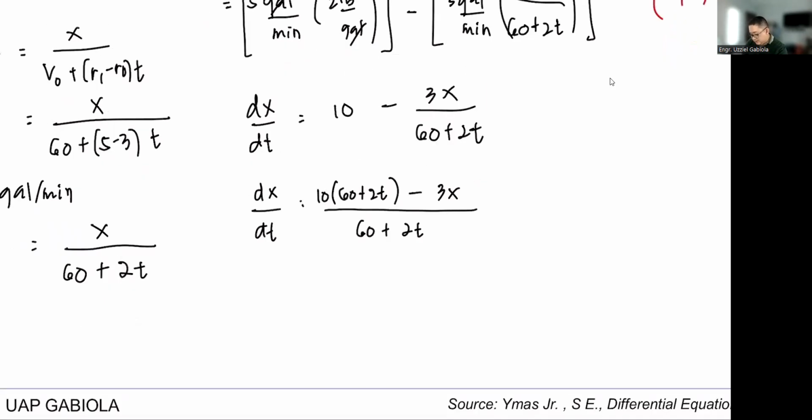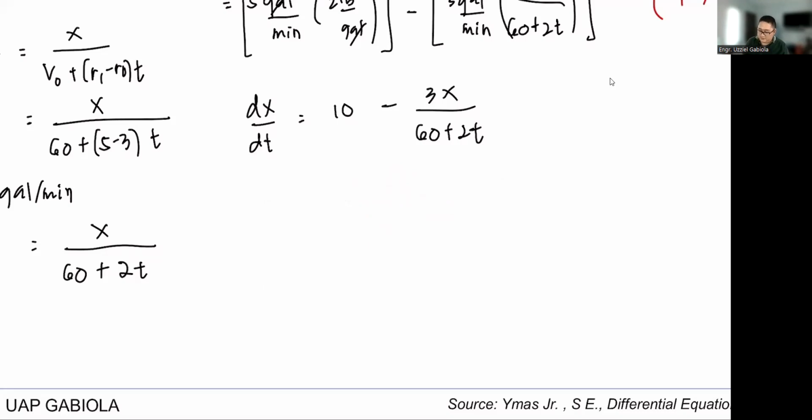Ang problema pala dito, no? Mas mahirap siya ngayon. Hindi siya masa-separate agad, hindi siya separable kasi may magkasamang t tsaka x. Okay? So hindi pwede sa separation of variables pala. So ang pwede natin is yung linear equation.